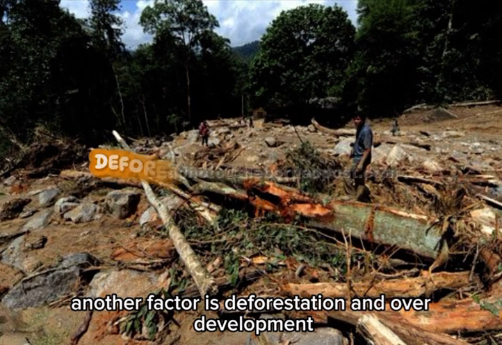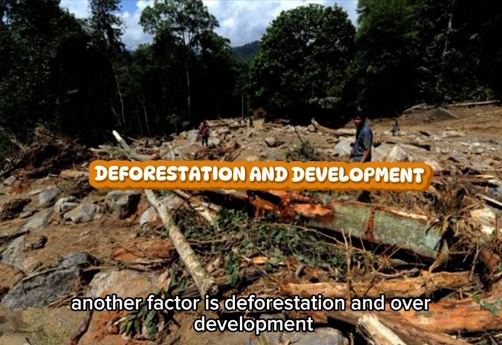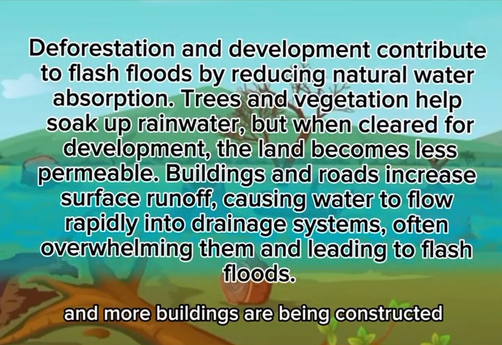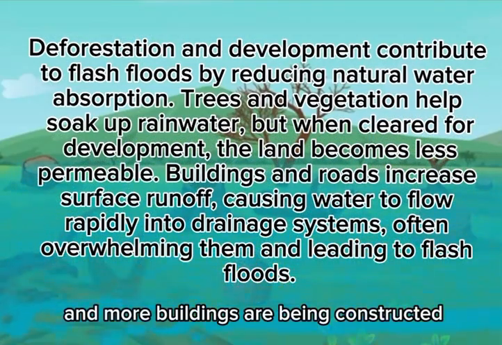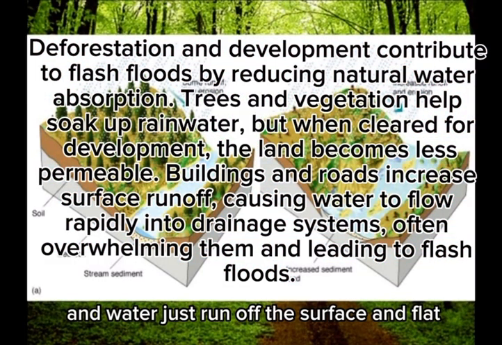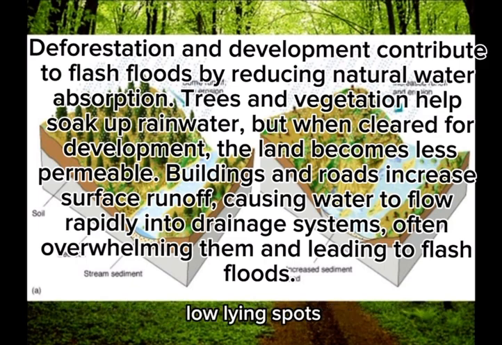Another factor is deforestation and overdevelopment. Trees that used to help absorb rainwater are being cut down and more buildings are being constructed. With fewer green areas, water just runs off the surface and floods low-lying spots.